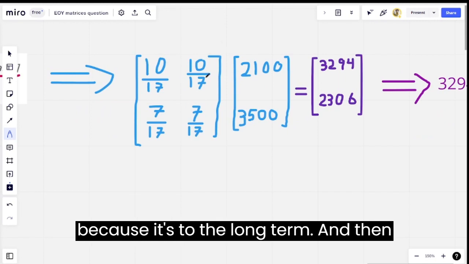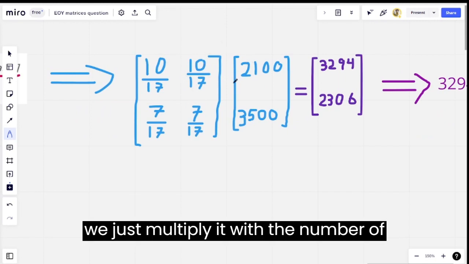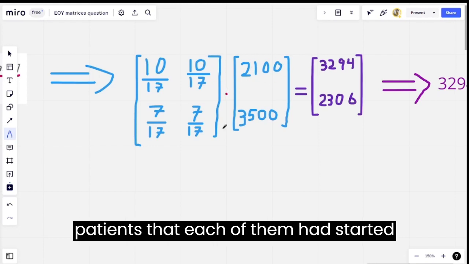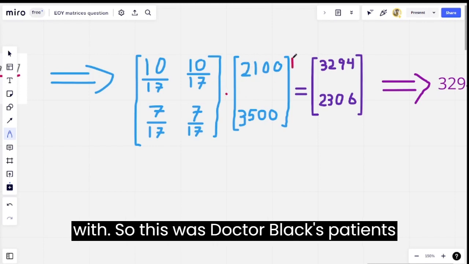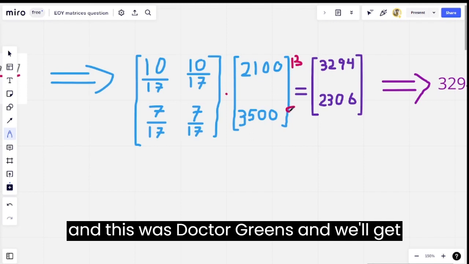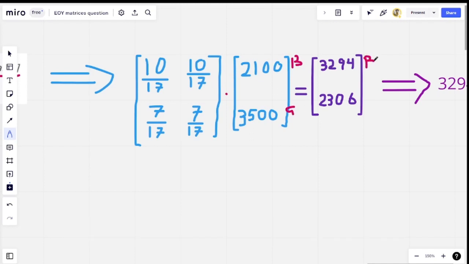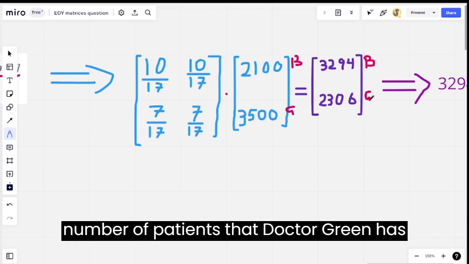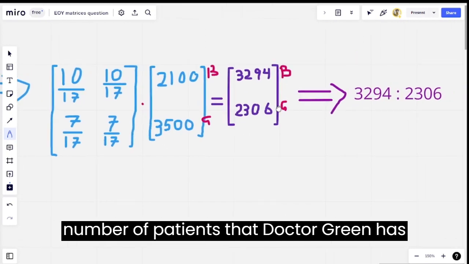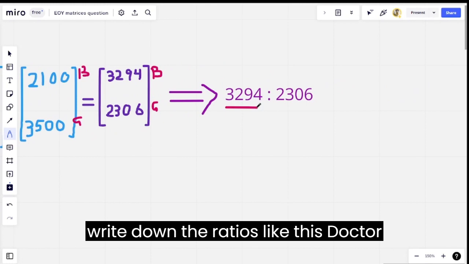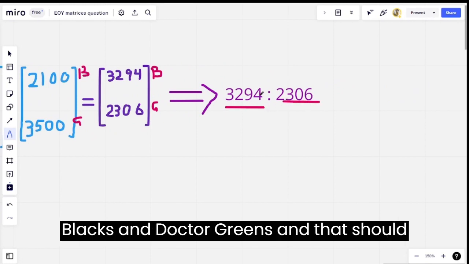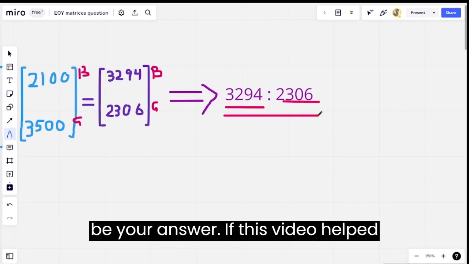And then we just multiply it with the number of patients that each of them had started with. So this was Dr. Black's patients, and this was Dr. Green's. And we'll get here the number of patients Dr. Black had in the long term, and here is the number of patients that Dr. Green has in the long term. And then we'll just write down the ratios like this, Dr. Black's and Dr. Green's, and that should be your answer.